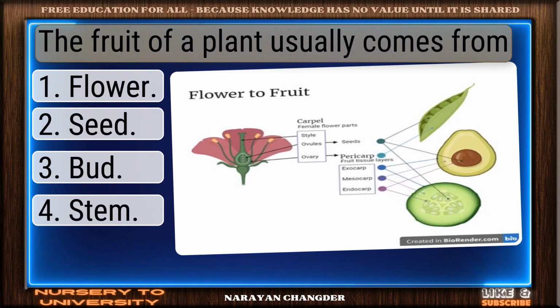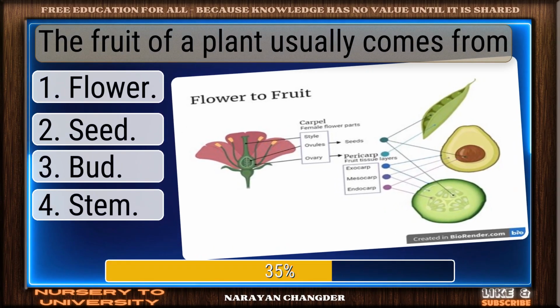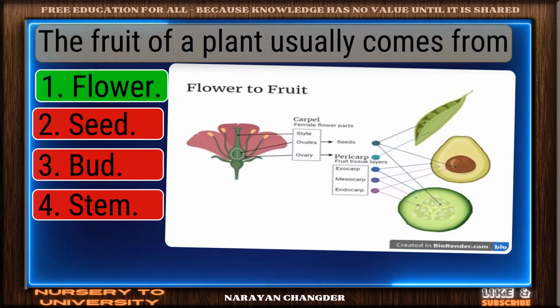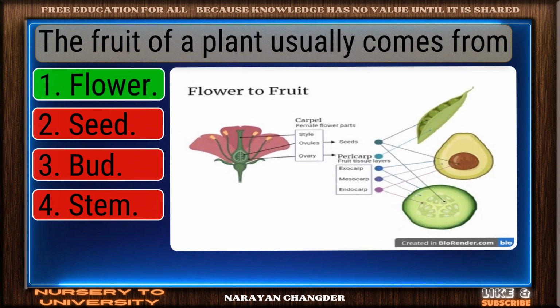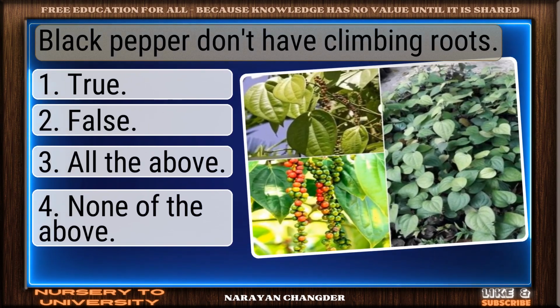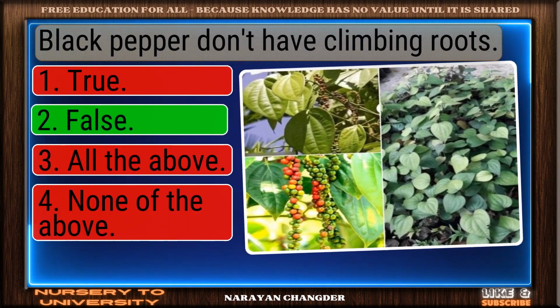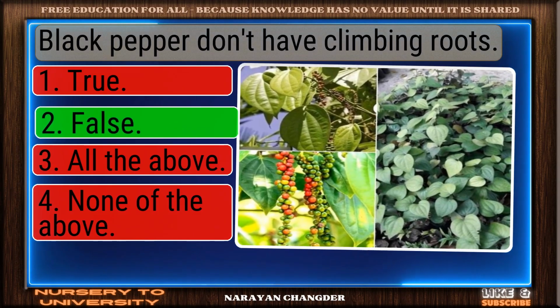The fruit of a plant usually comes from. Clear logic. Your choice flower is sound and 100% true. Black pepper doesn't have climbing roots. Correct response. False is the most accurate answer.